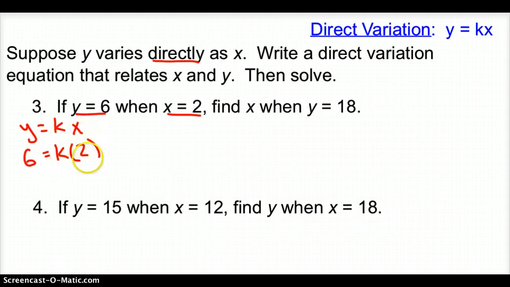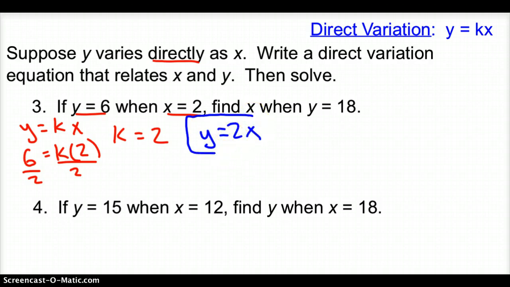Now we want to solve for k, so go ahead and divide both sides by 2. So now k equals 2. Good. Now my next step with this k, I'm going to plug this k into my direct variation equation. So y equals 2x. So there is my direct variation equation.